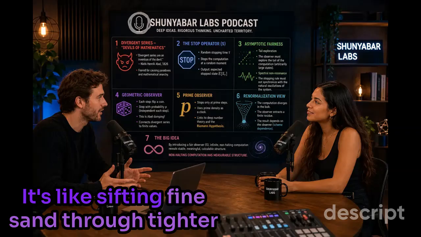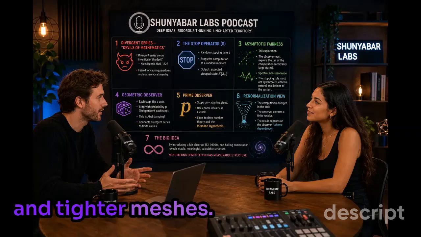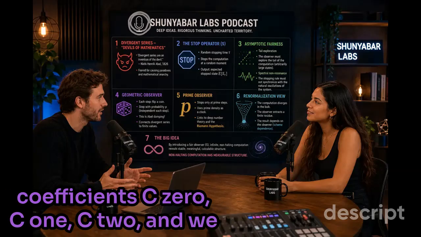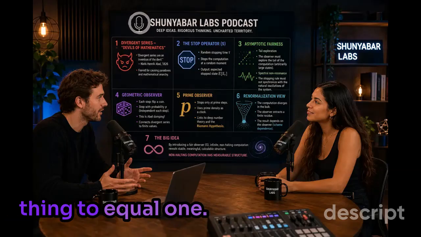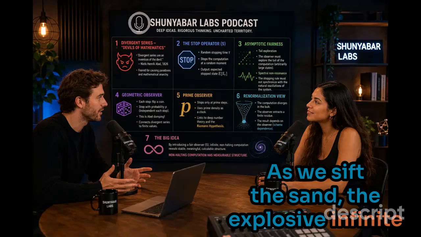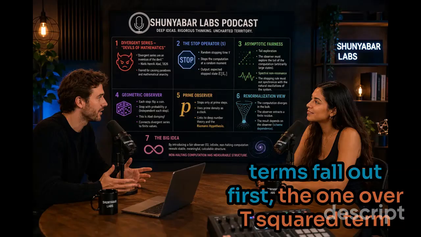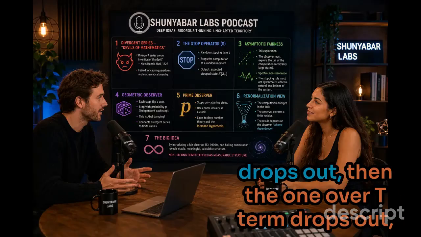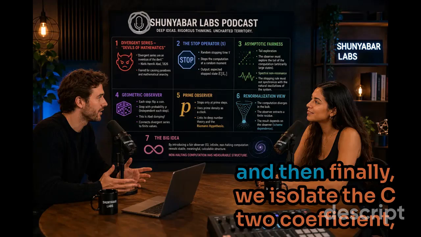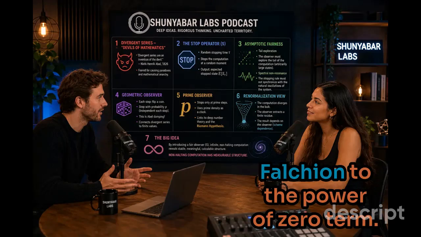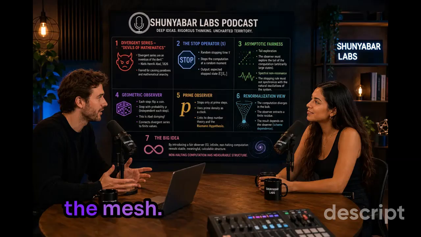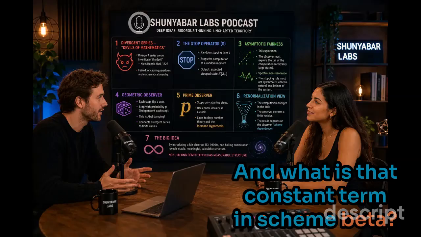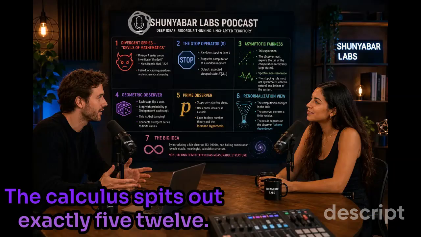It's like sifting fine sand through tighter and tighter meshes. We set up an equation with unknown coefficients C0, C1, C2, and we start matching them up to force the whole thing to equal 1. As we sift the sand, the explosive infinite terms fall out first. The 1 over t squared term drops out. Then the 1 over t term drops out. And then finally, we isolate the C2 coefficient, which perfectly aligns with our constant t to the power of 0 term. The final fraction that slips through the mesh. And what is that constant term in scheme beta? The calculus spits out exactly 5/12.